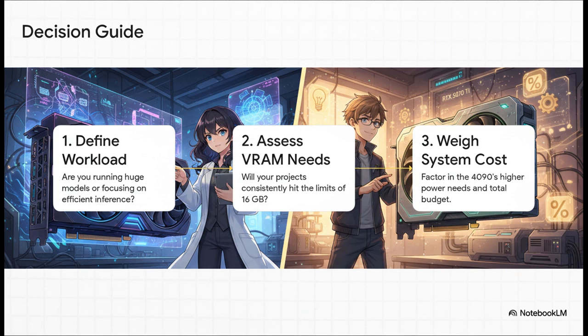Three simple steps. First, what is your primary workload? Are you running giant models or focusing on fast, efficient inference? Second, be honest with yourself. How much VRAM do you really need? Are your projects constantly crashing because you're running out of memory? And third, think about your total system cost. Remember to factor in the bigger power supply and better cooling you'll need for a 4090.